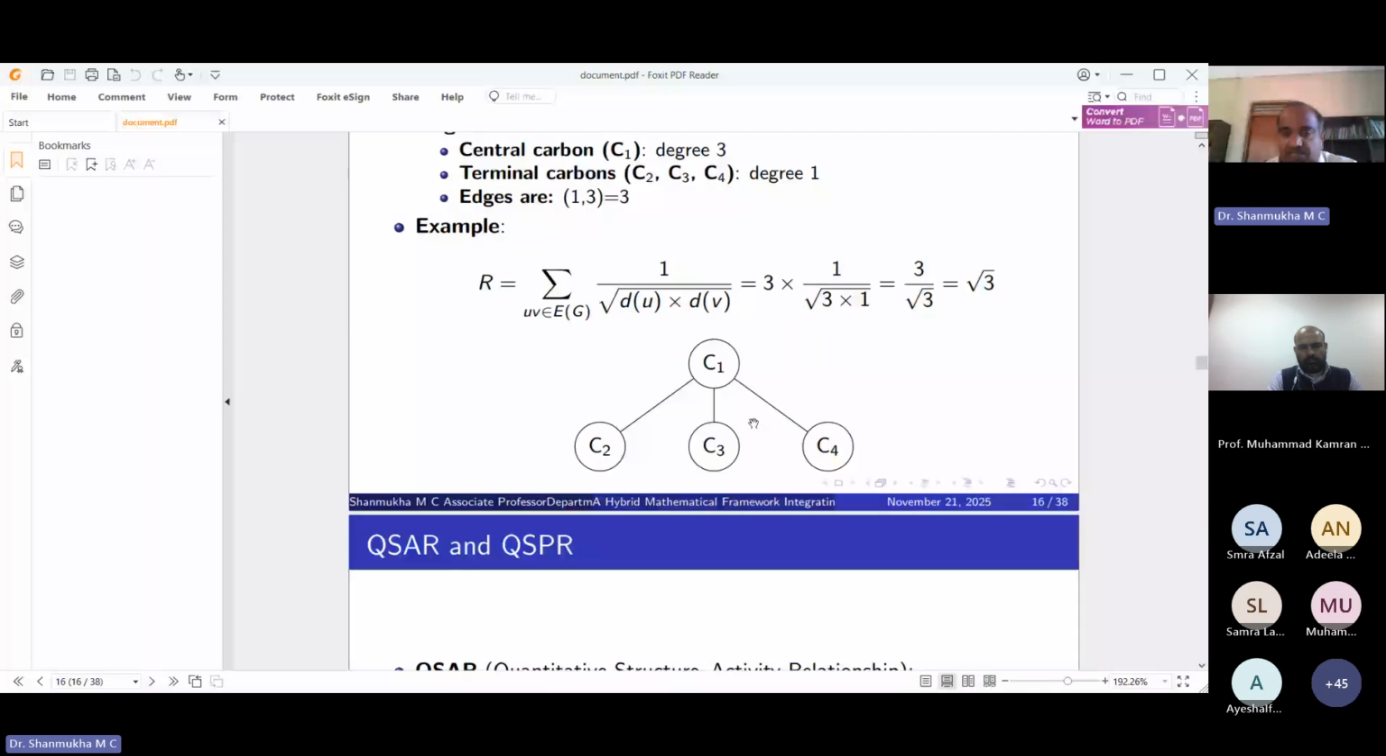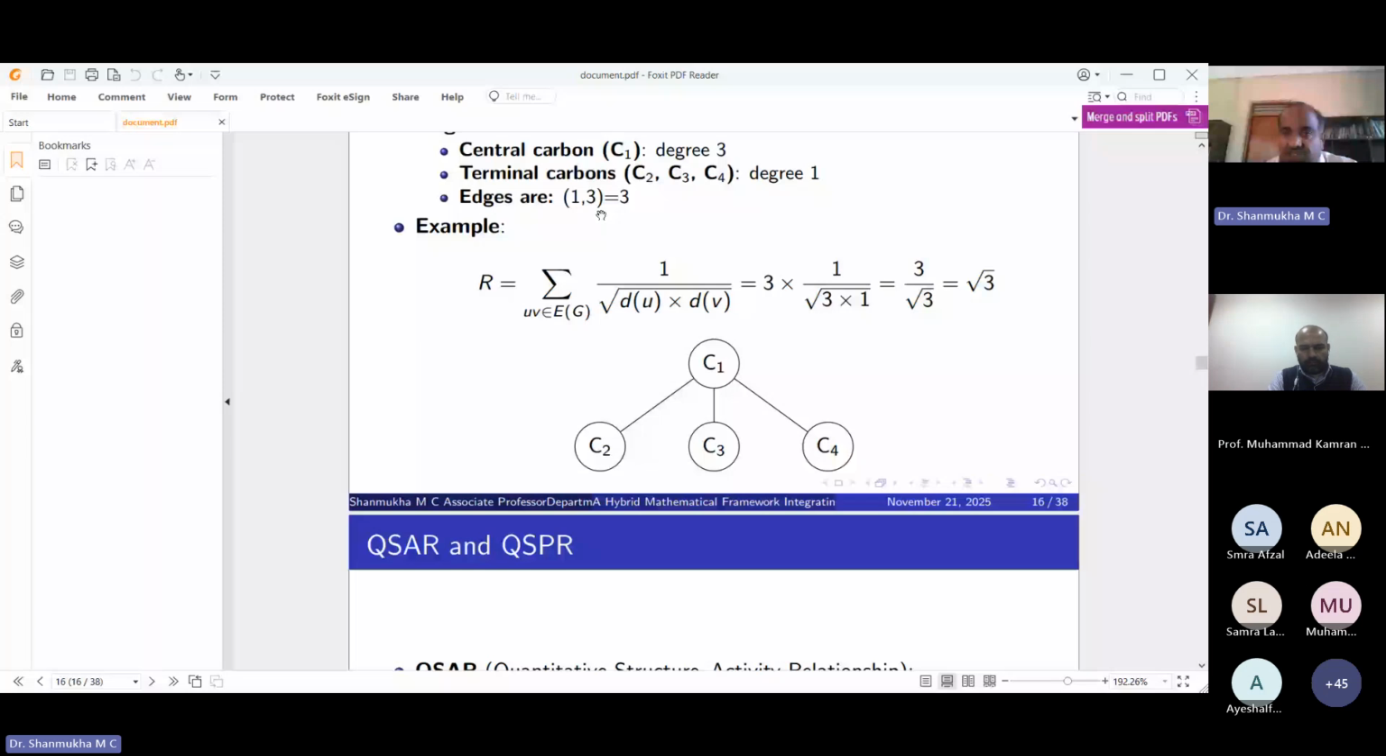In the molecular graph of isobutane, C1 is connected to C2, C3 and C4, and this molecular graph forms 3 edges. Three edges are connected to C1, which means the degree of C1 is equal to 3. C1 is connected to C2 with only one edge, so the degree of C2 is equal to 1, and the degree of C3 is equal to 1 and the degree of C4 is equal to 1. Then we have 3 edges of type (1, 3), so the number of edges of type (1, 3) is equal to 3.